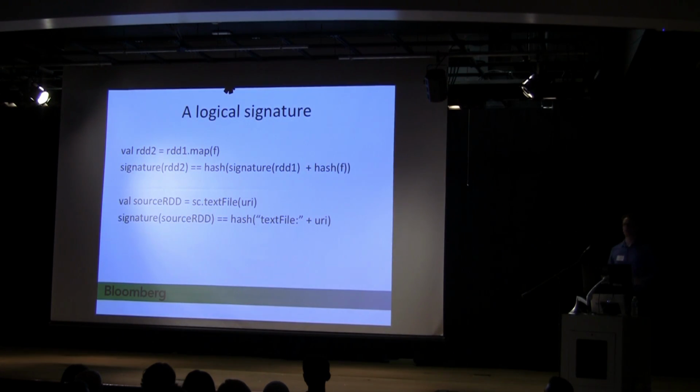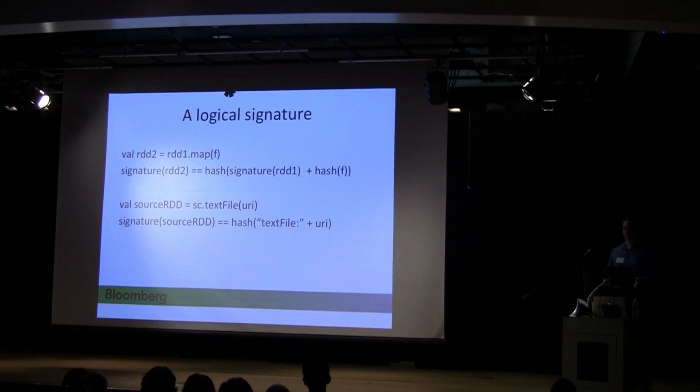And now for something which doesn't have an RDD dependency, like the source RDD where we're loading a text file from some path or URI, the signature is just the hash of that URI. We can throw in a string constant there as well to differentiate between text files and object files and something like that.